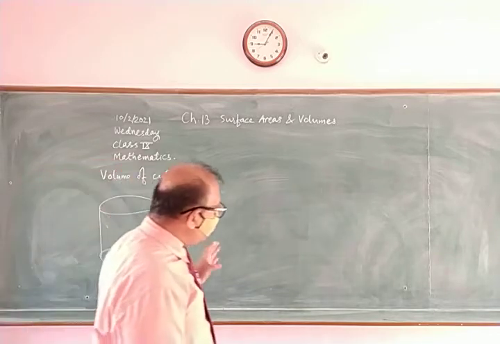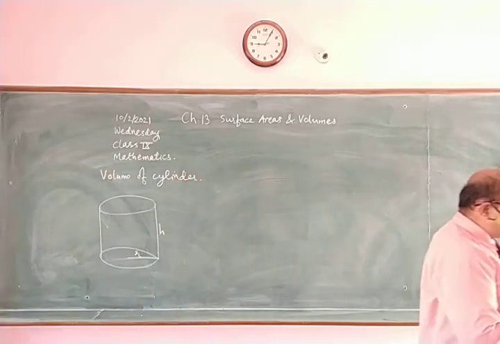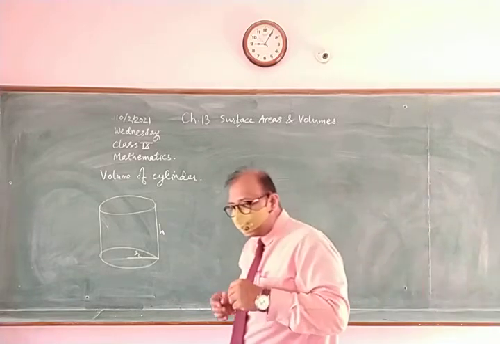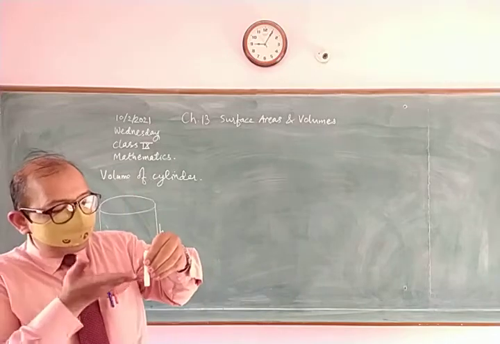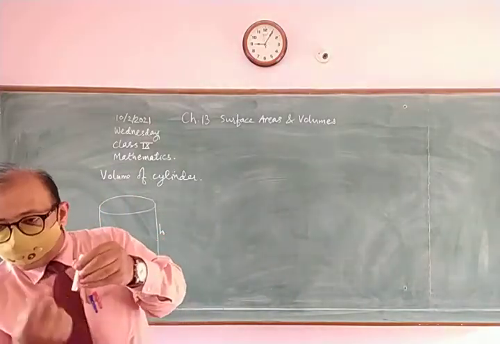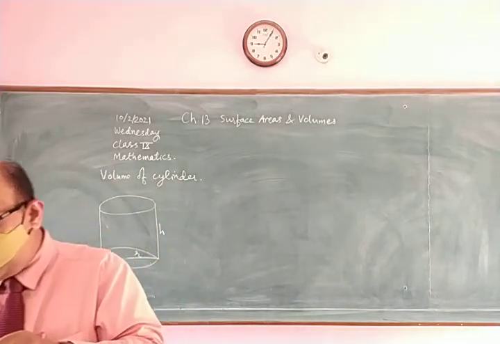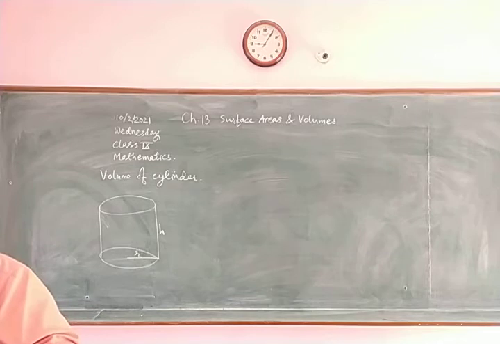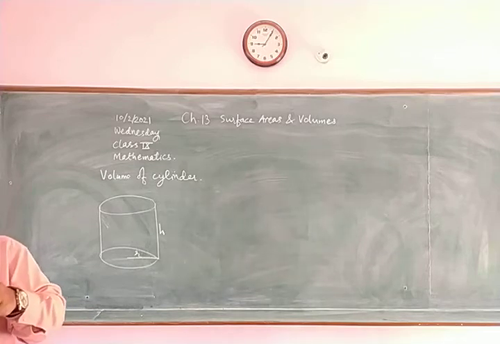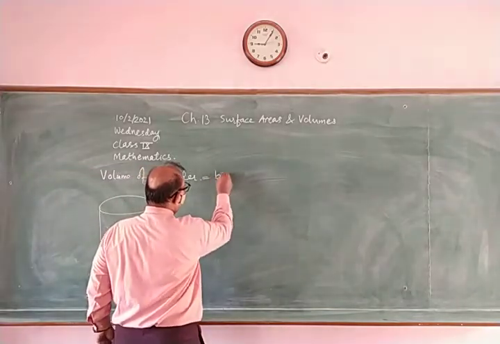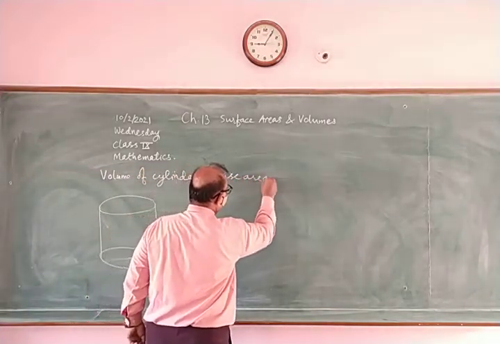As I told you yesterday about the cuboid, how do we find the volume of cuboid? We have made the slices of its base. In the same way we make the slices of this base. The base is a circle, and the breadth and the height is negligible. So volume is base area into height.